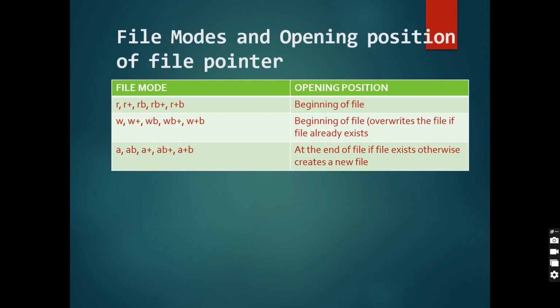So what are the different file modes? In read mode, the pointer is at the beginning of the file. In write mode also, it is at the beginning of the file. In append mode, it is at the end of the file. So it will be at the beginning when you are trying to read and write, and for append mode, it will be at the end.